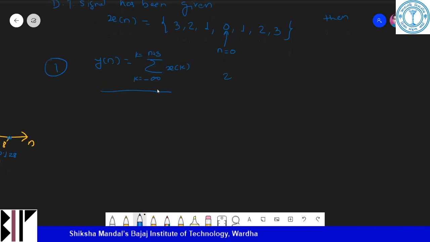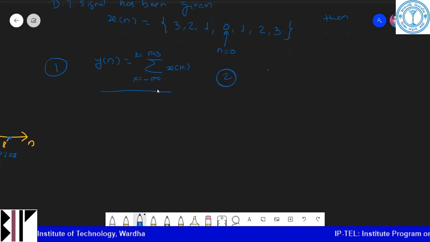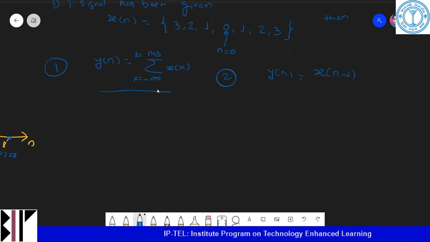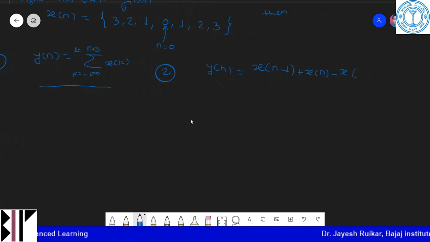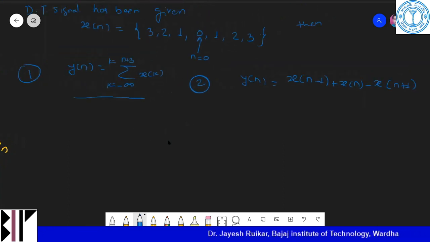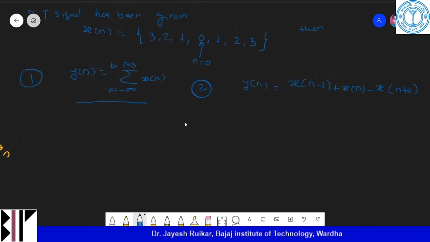And then the second has been given as y of n equals x of n minus 1 plus x of n minus x of n plus 1. So these two problems have been given for this particular x of n. So this is your x of n. Let us solve it now.